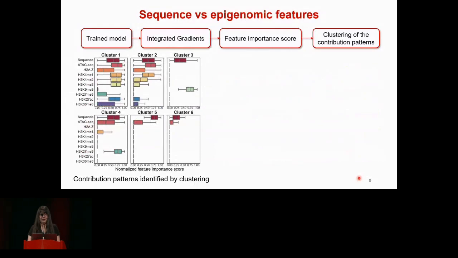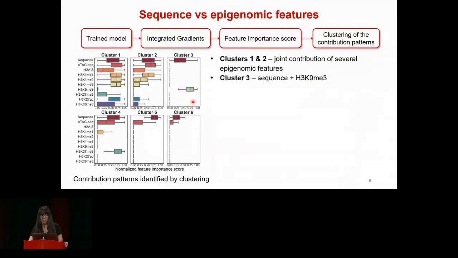And the clustering reveals 6 distinct patterns of this joint contribution. So cluster 1 and cluster 2 have contributions from several epigenomic features. Cluster 3 is marked by a unique contribution from the H3K9 trimethylation. Cluster 4 is marked by the contribution from the H3K27 trimethylation, and clusters 5 and 6 only have contributions from the sequence features, with high and low contributions respectively.